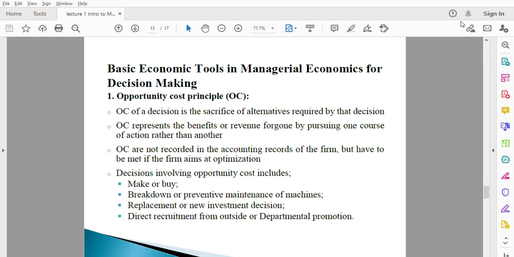A decision on make or buy. When you make, you sacrifice something. When you buy, you sacrifice something.